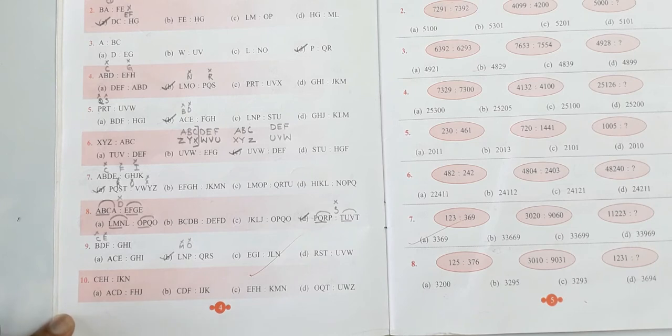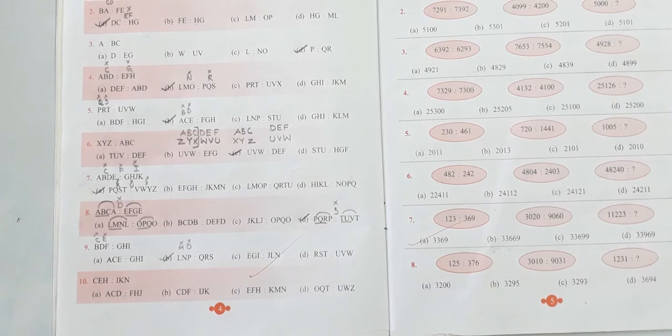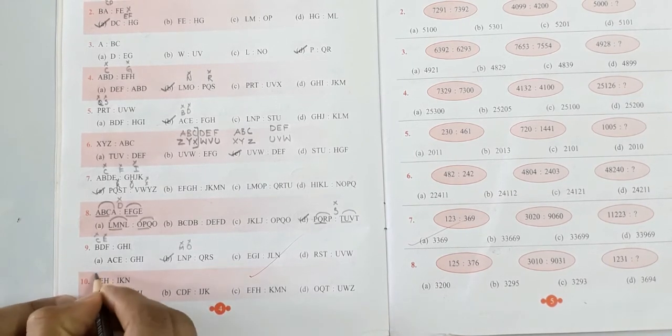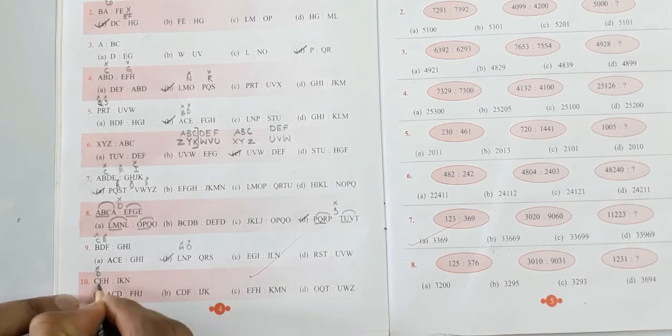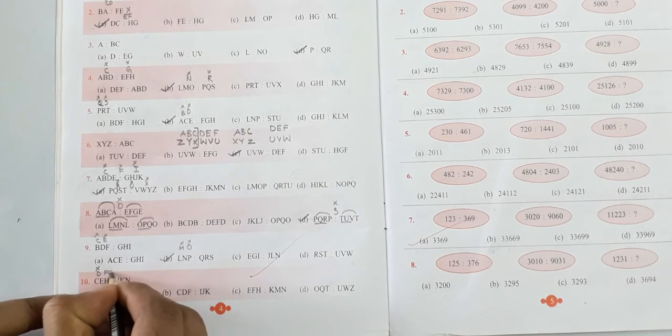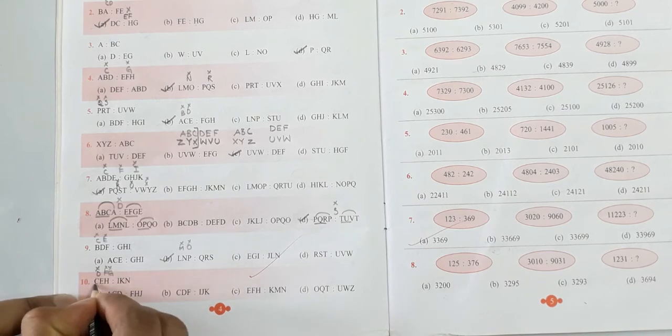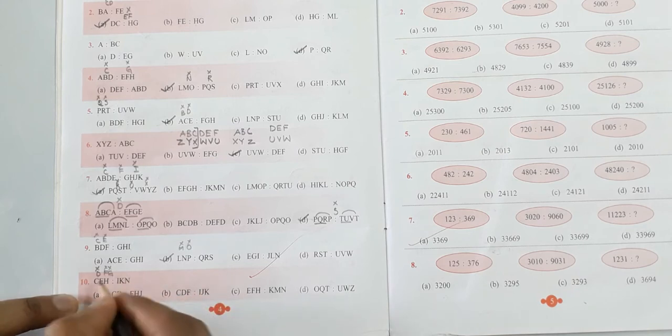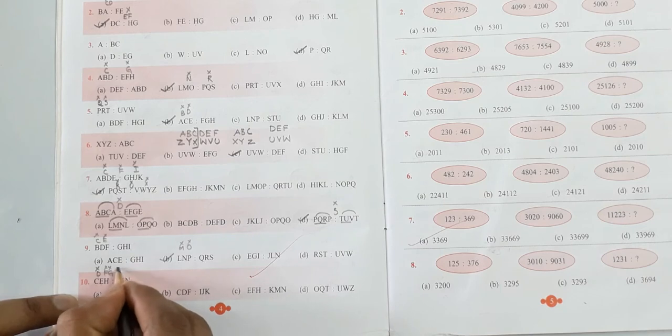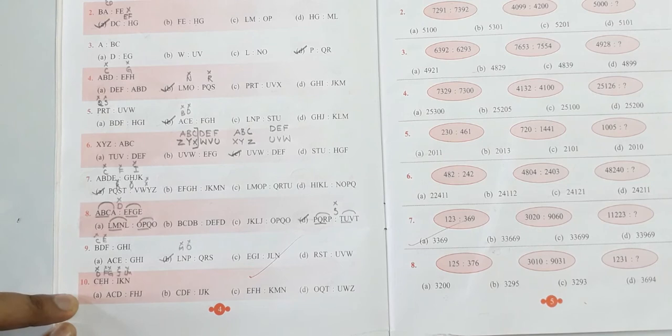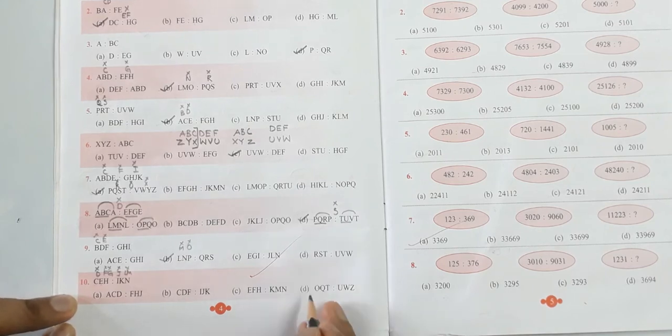Now the 10th one. Look carefully. Check the sequence. C, D is missing, E, F, G. After the first letter, one letter is missing. After the second letter, two letters are missing. C, D, E, F, G, H, I, J is missing, K, L, M are missing, and N. Like that we will find the option in D.